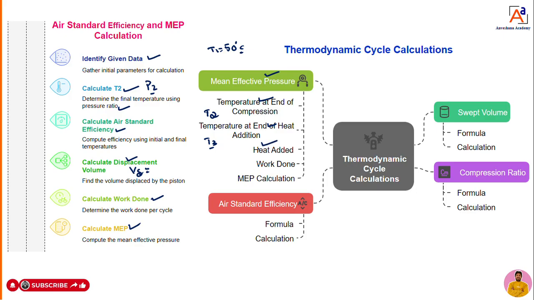So then what do we have to calculate? We have to calculate Qs, we have to calculate the work done. Once you know all this data, we can easily calculate the mean effective pressure. Once we've done all the things, with the help of the air standard efficiency formula, we can do the calculations. To calculate the mean effective pressure and air standard efficiency, we require some other basic data: swept volume and compression ratio. With the help of formulas, we can calculate the compression ratio and swept volume. How to do that? I will teach you step by step.